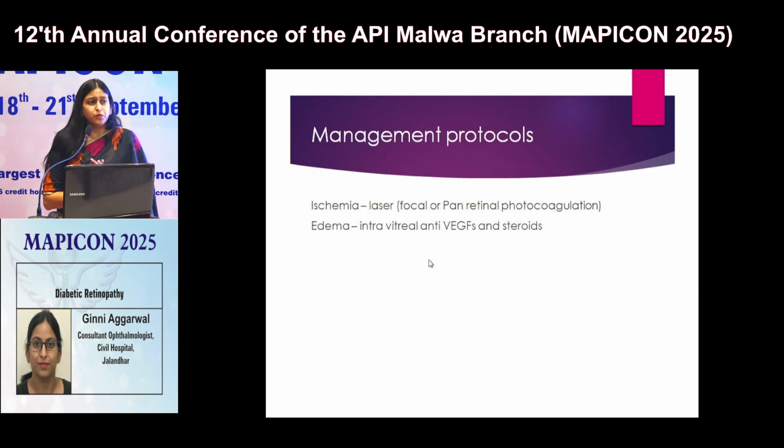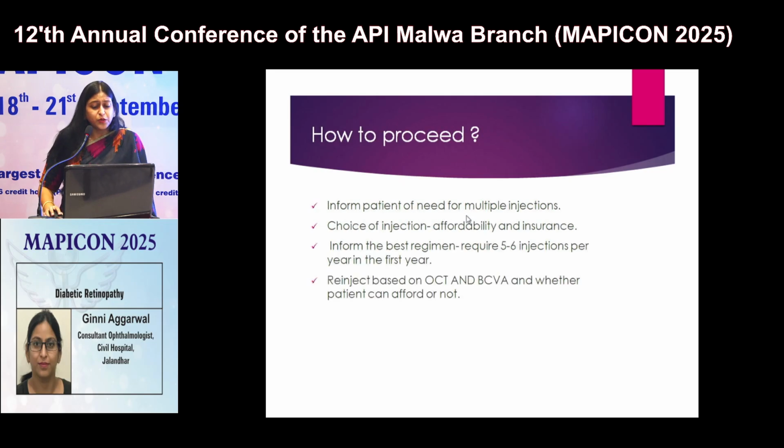So the two important things: ischemia is happening, edema is happening. For ischemia we use laser, and where there is edema, to dry up the fluid, we use injections, and we have to use steroids there. So we have to inform the patient of the need for multiple injections. The choice of injection depends upon the affordability. These are very expensive injections.